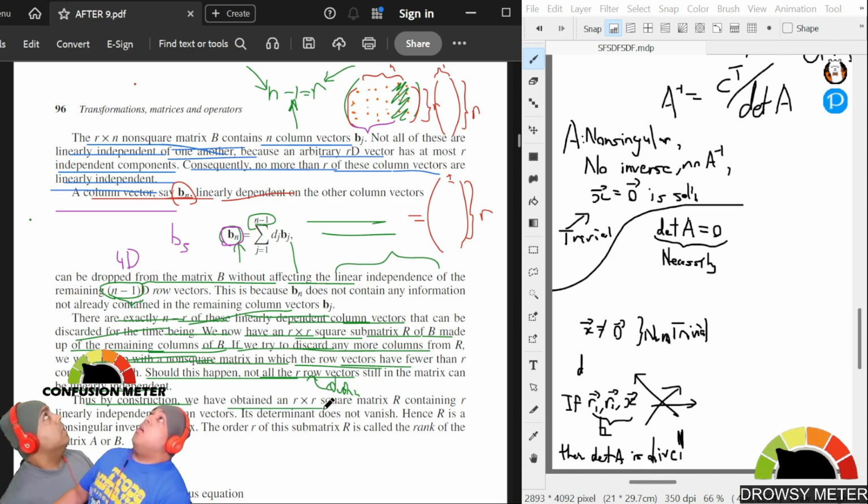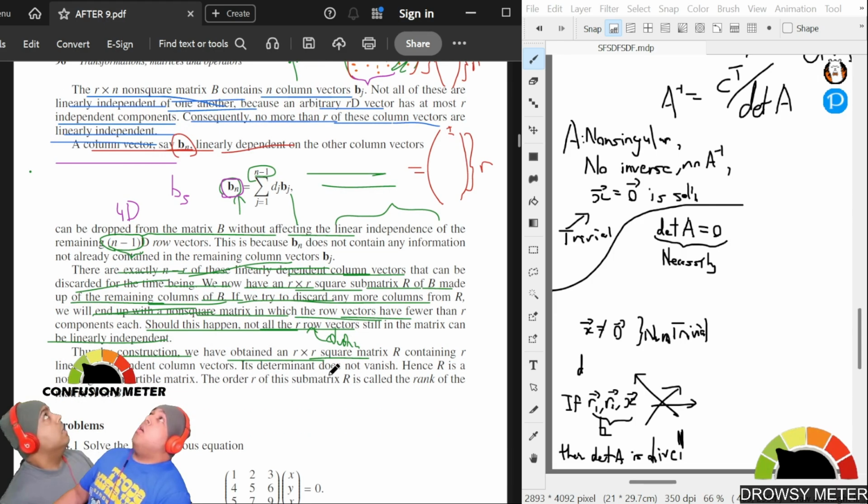By construction, we have obtained an r by r square matrix R containing r linearly independent column vectors. Its determinant does not vanish because there are no parallel guys. Hence, R is non-singular, and you could find the inverse. The order r of the submatrix R is called the rank of the matrix A or B.